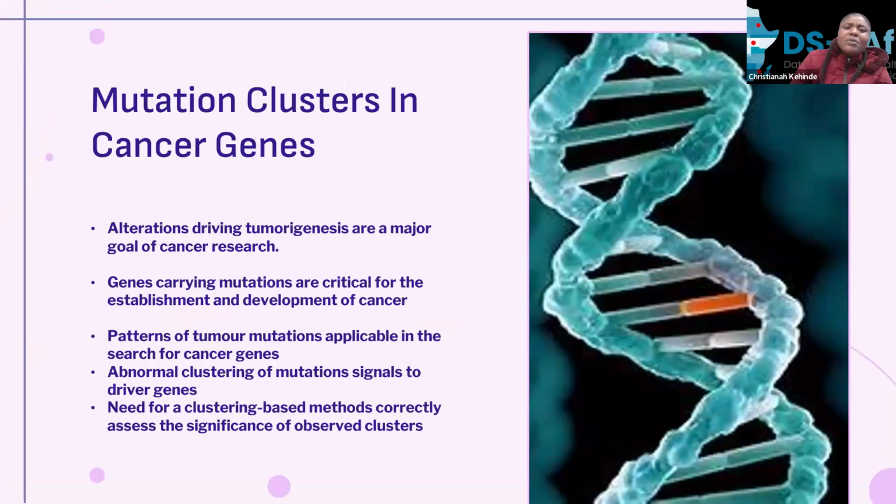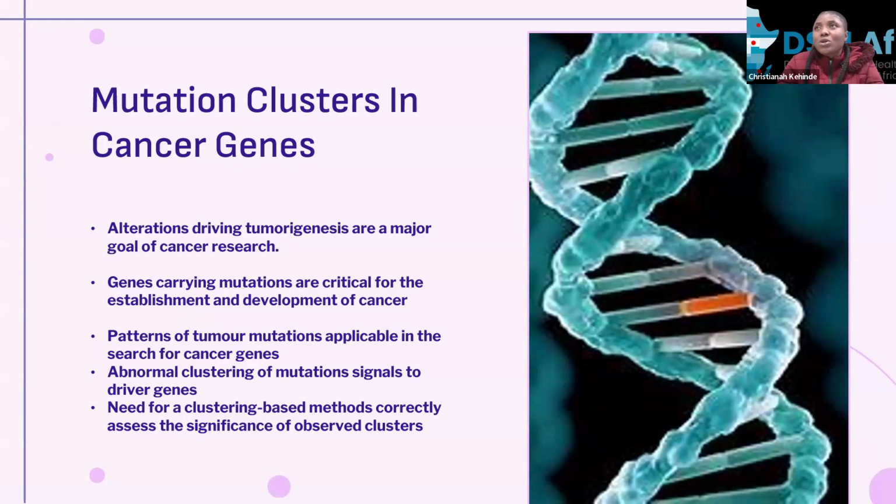Okay, so when we talk about mutation clusters, we all have an idea of what, okay, I don't want to assume everyone, so I'll try and bring everyone to the same page. Cancer itself is one of the most dangerous diseases because it poses a threat to public health. It's actually the second reported disease globally. So the genes carrying mutations are actually very critical for the establishment and development of cancer.